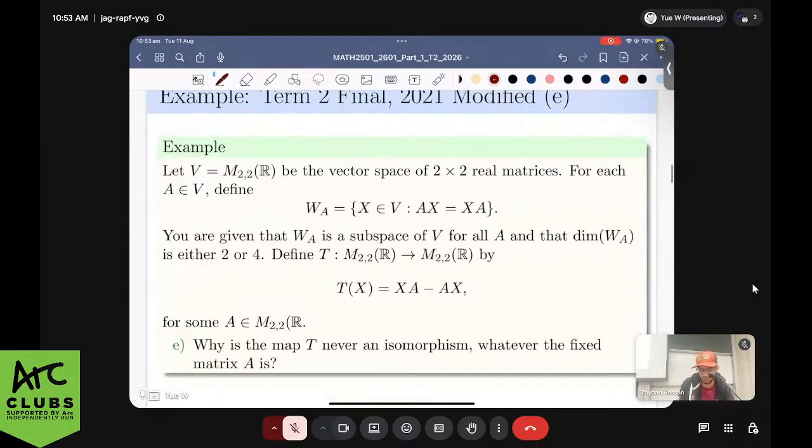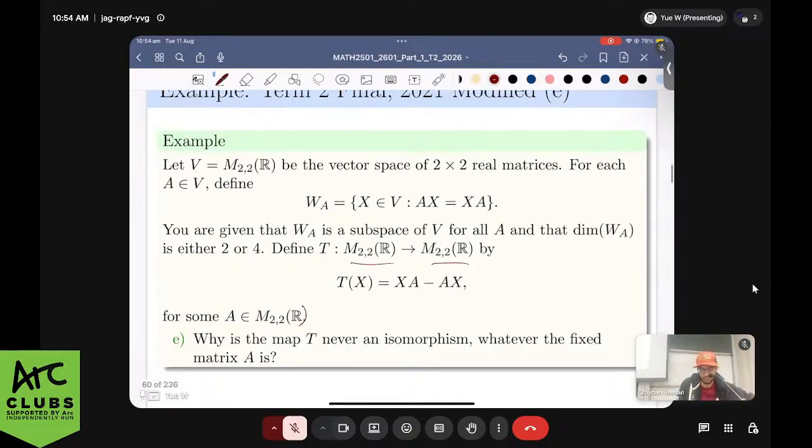Okay, this question again. T of X equals XA minus AX. This is a linear map from the space of all 2 by 2 matrices to the space of all 2 by 2 matrices. They're asking why is this not an isomorphism? Why can this never be an isomorphism, even for any A that you take, which is fixed?